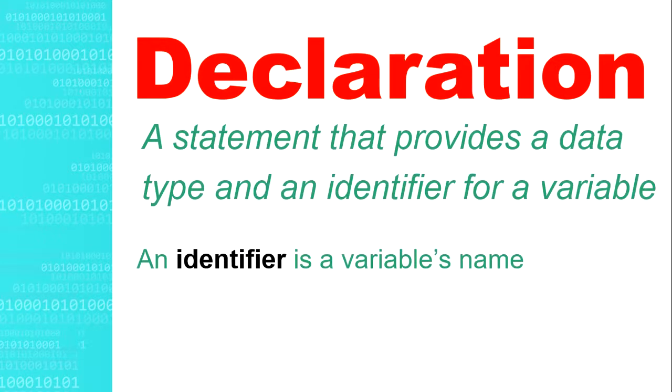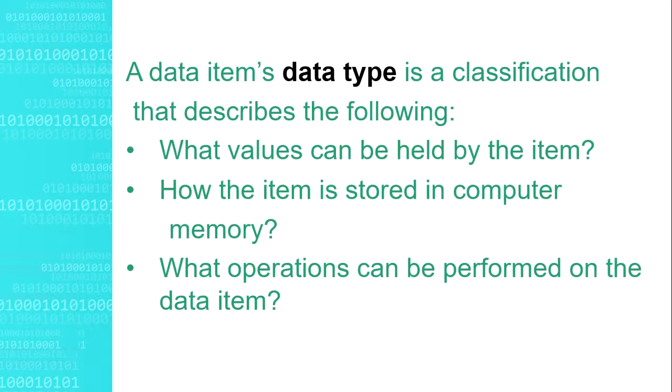Declaration: a statement that provides a data type and an identifier for a variable. An identifier is a variable's name. The process of naming program variables and assigning a type to them is called making declarations or declaring variables. A data item's data type is a classification that describes the following: what values can be held by the item, how the item is stored in computer memory, and what operations can be performed on the data item.